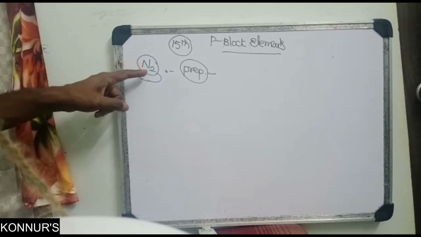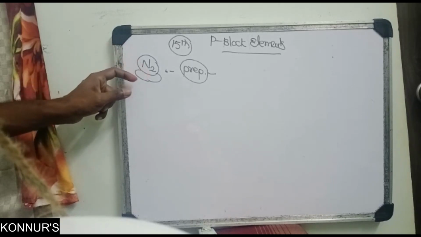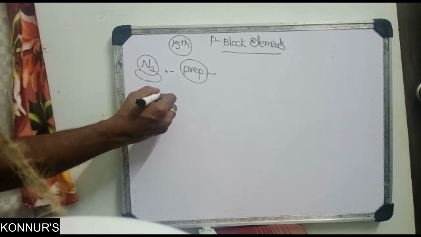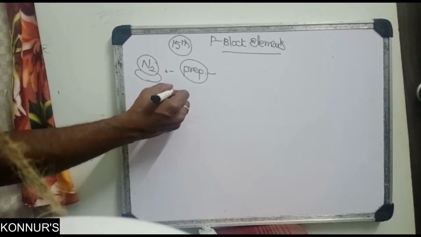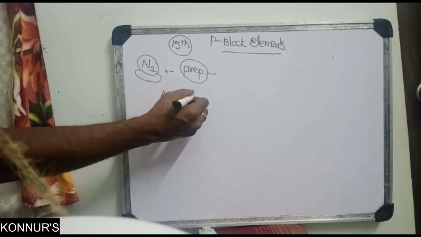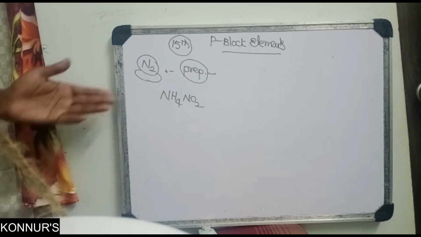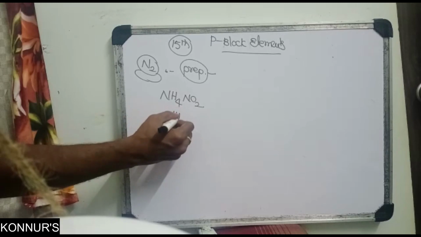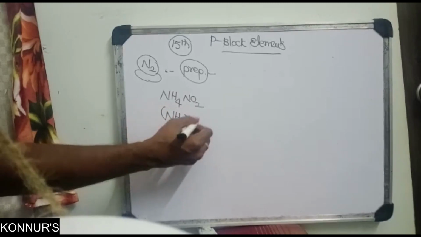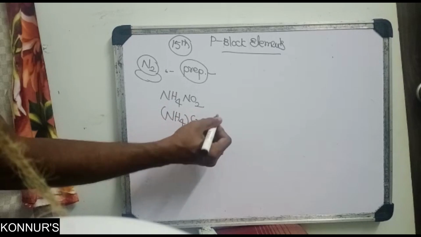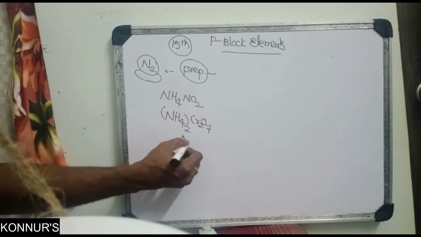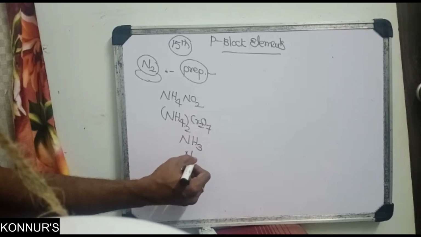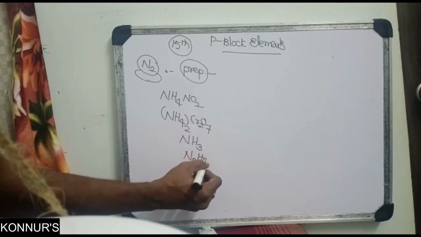If we want to prepare nitrogen, what are the nitrogen compounds? All of you write them down in one place. Here: NH4NO2, ammonium nitrate. Next, ammonium dichromate. Next, you take ammonia. Hydrazine, N2H4.